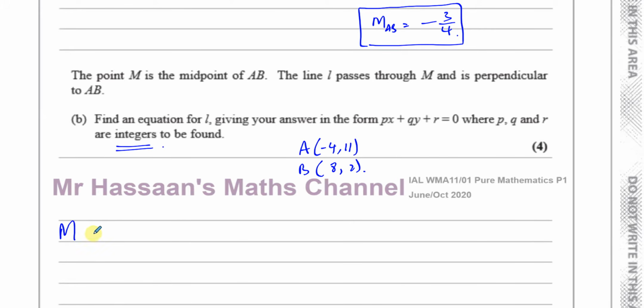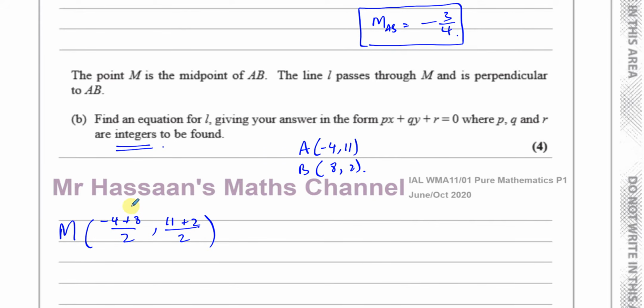Now the midpoint of AB is going to be given by the sum of the x coordinates, so -4 plus 8 divided by 2. That's for the x coordinate of the midpoint, and for the y coordinate it's going to be the sum of the y coordinates, so it's 11 plus 2 over 2. So remember, for midpoint it's the sum, not the difference of the coordinates.